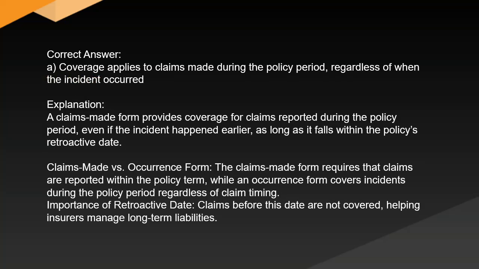Correct answer. A. Coverage applies to claims made during the policy period regardless of when the incident occurred. Explanation. A claims-made form provides coverage for claims reported during the policy period even if the incident happened earlier, as long as it falls within the policy's retroactive date. Claims-made versus occurrence form. The claims-made form requires that claims are reported within the policy term, while an occurrence form covers incidents during the policy period regardless of claim timing. Importance of retroactive date. Claims before this date are not covered, helping insurers manage long-term liabilities.